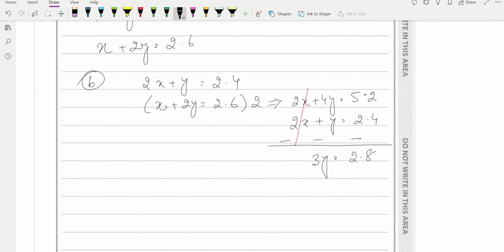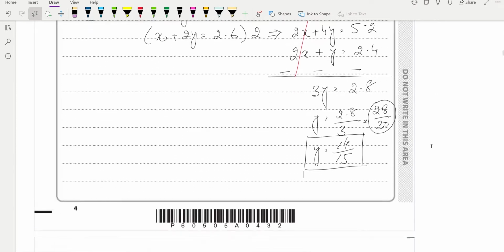So the y value will be 2.8 over 3, or the same thing we can write as 28 over 30 by multiplying numerator and denominator by 10. So the y value will be 28 by 30, or as a simplified answer we can write 14 over 15. Basically this will be the y value which we give as the answer.